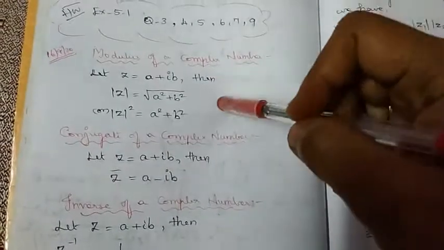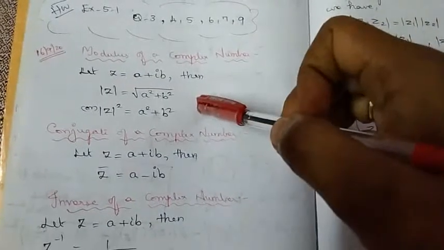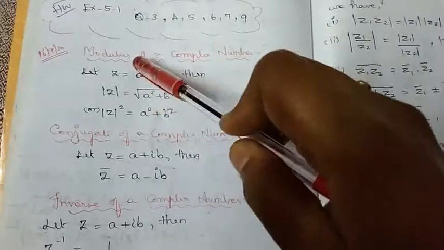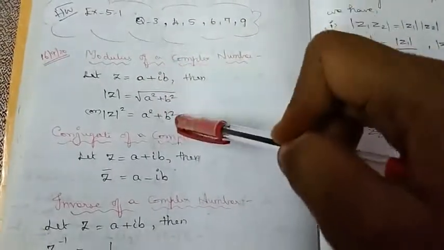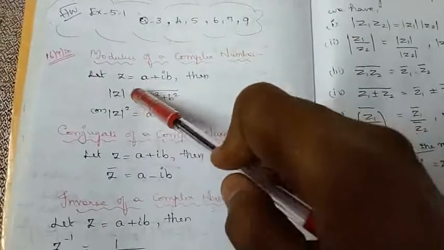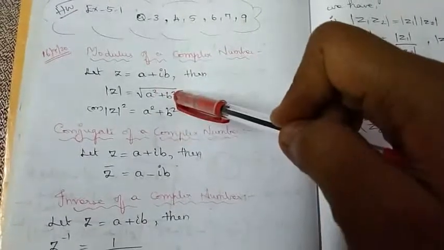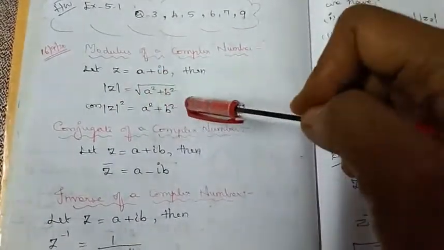But here it's quite different. What we are going to do here is leave the imaginary unit i. So the modulus of z is the square root of a² + b², leaving the i, we are going to write it. The modulus of z is the square root of a² + b², which means real part squared plus imaginary part squared. So |z|² is going to be a² + b².